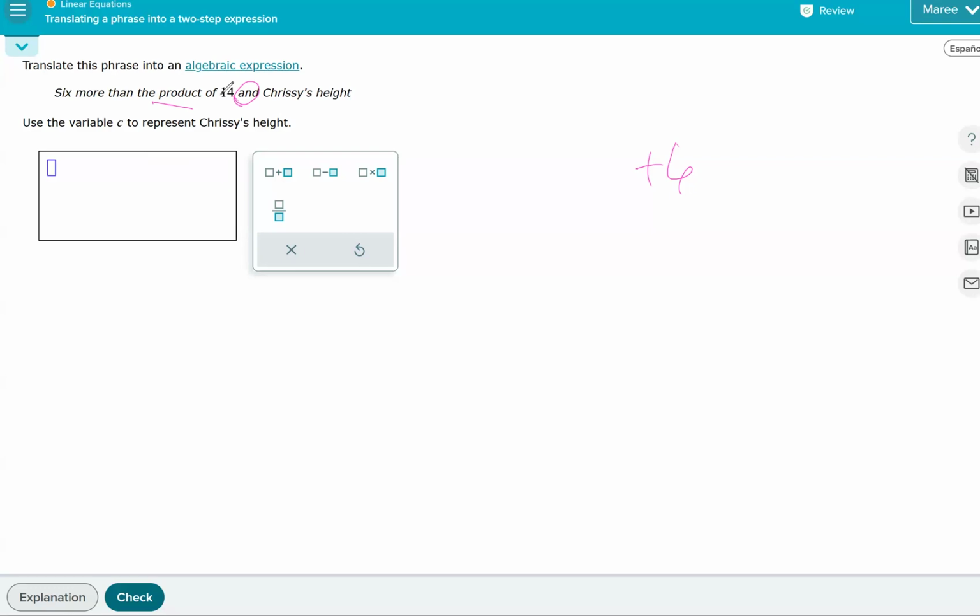So we're multiplying 14 and Chrissy's height. So we don't know Chrissy's height, but they tell us to use C to represent Chrissy's height. So we're going to multiply 14 and Chrissy's height, which is C. And then we have that six more than that.